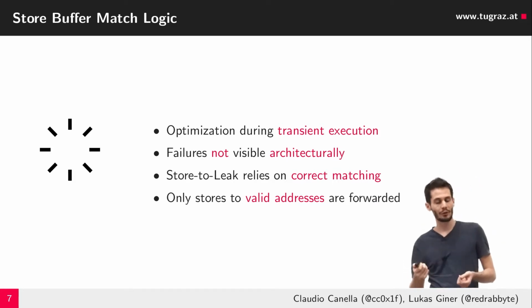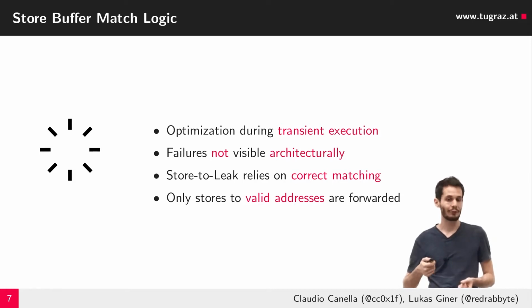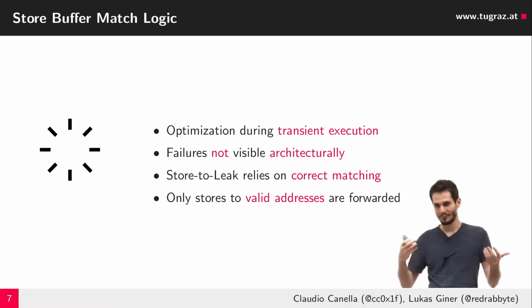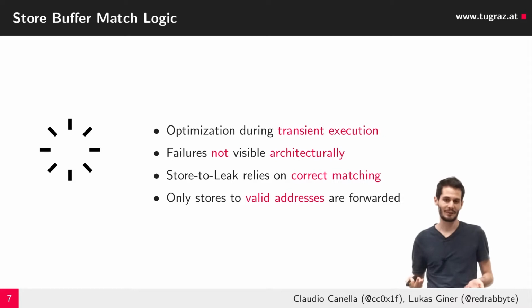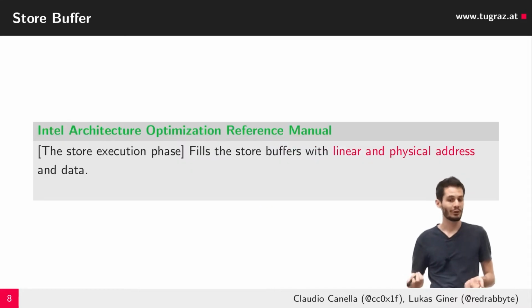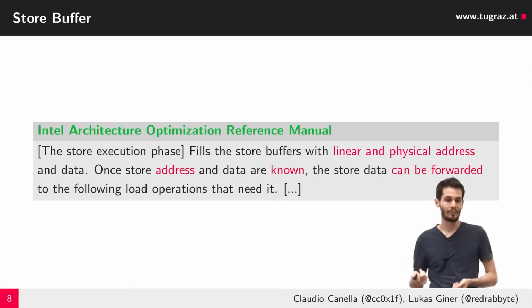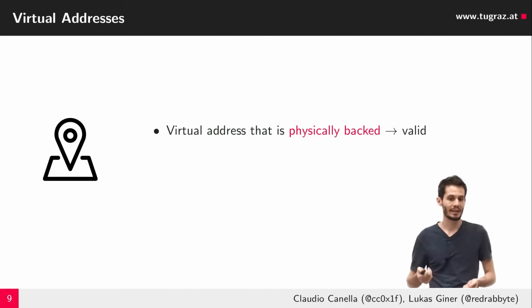And something really interesting, and for us crucial, is that stores are only forwarded when they contain valid addresses, valid physical addresses. And now, of course, that makes some amount of sense, because why would we want to store to or load from an invalid address? And the Intel manual also reflects that. It says that the store buffer entries are filled with data, linear address and physical address, and the forwarding only happens once we have data and address. So a virtual address is then valid when it is physically backed.